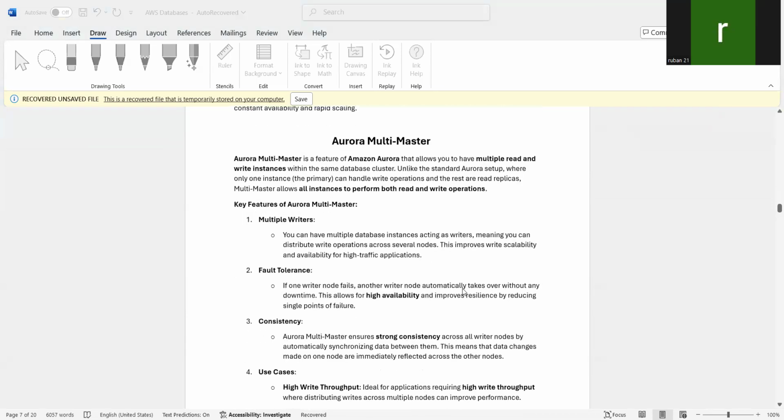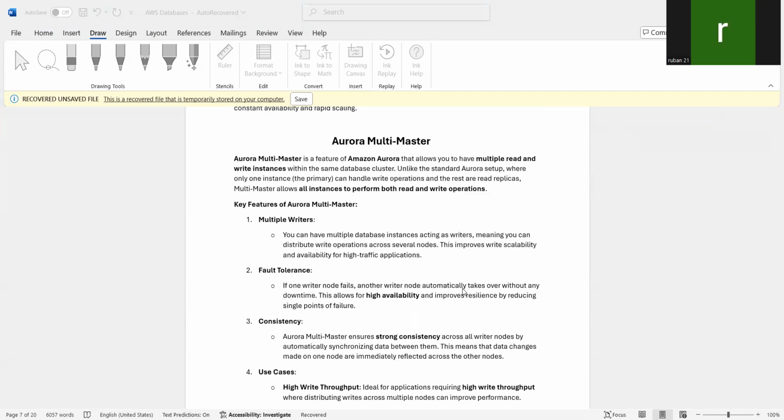Aurora Multi-Master is a feature of Amazon Aurora that allows you to have multiple read and write instances. There are multiple instances in the Aurora Multi-Master feature, so that you can do multiple read and write operations.